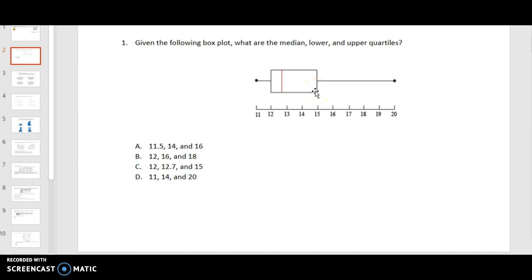All right, so to figure this out, we have to know what they're talking about for median, lower, and upper quartile ranges. What they're focusing on right here are these lines, where this one falls, and where this last box falls. So we can see it's probably 12. This one's kind of hard to read, but if we look at C, we can see that's 12.7. It's probably that. And then right at 15. So the answer here is C.